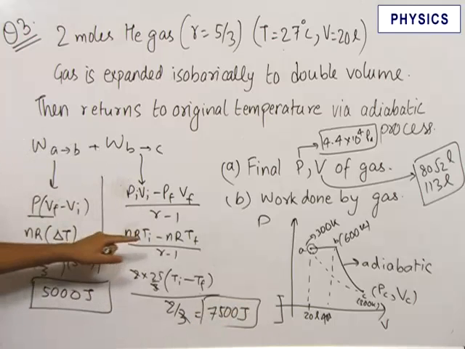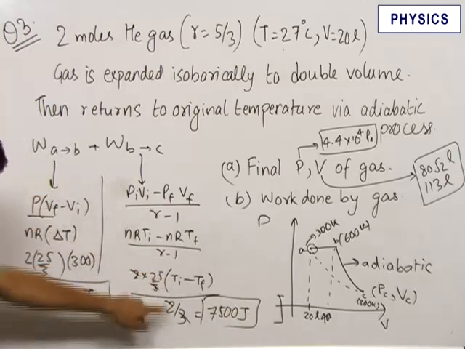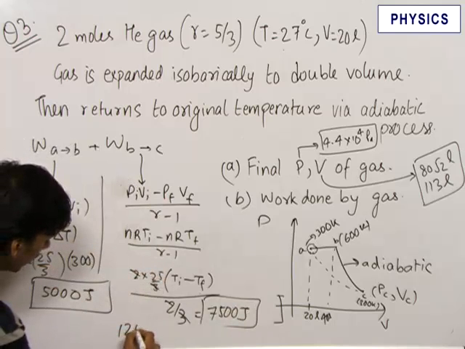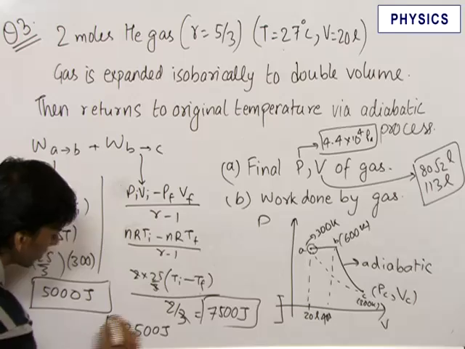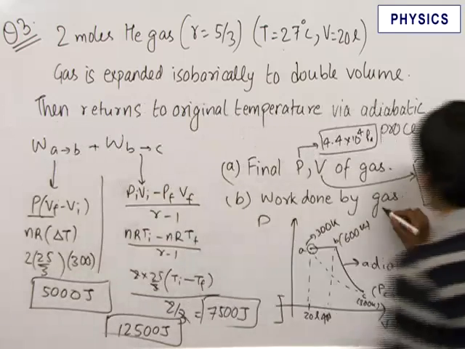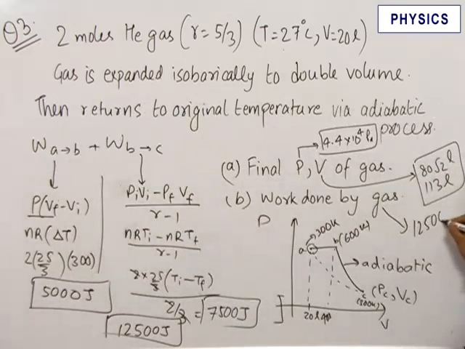So the total work done by the gas from A to C is equal to this plus this, that comes out to be equal to 12500 joules. So final answer for the work done by the gas comes out to be equal to 12500 joules.